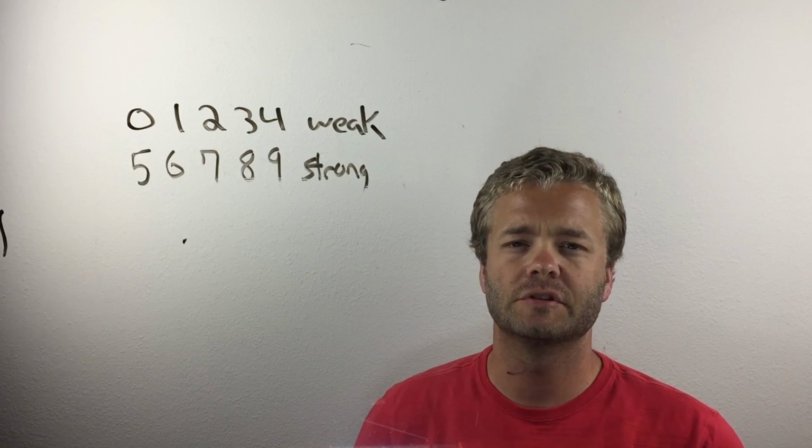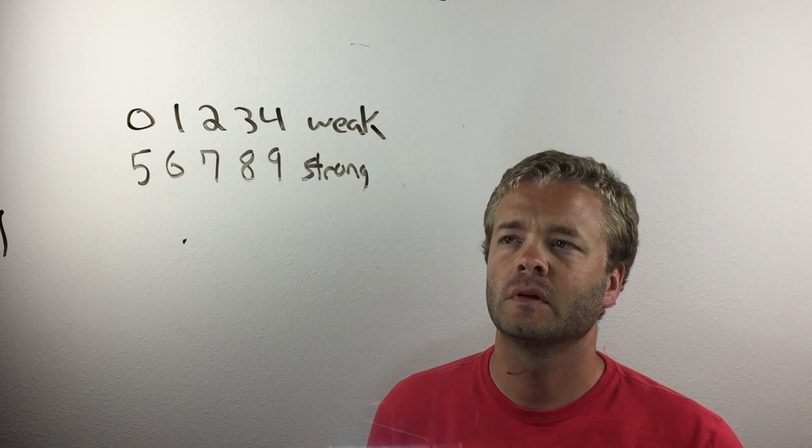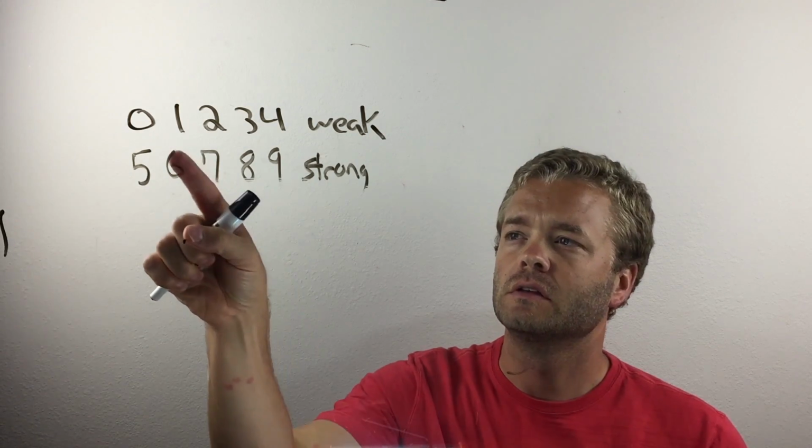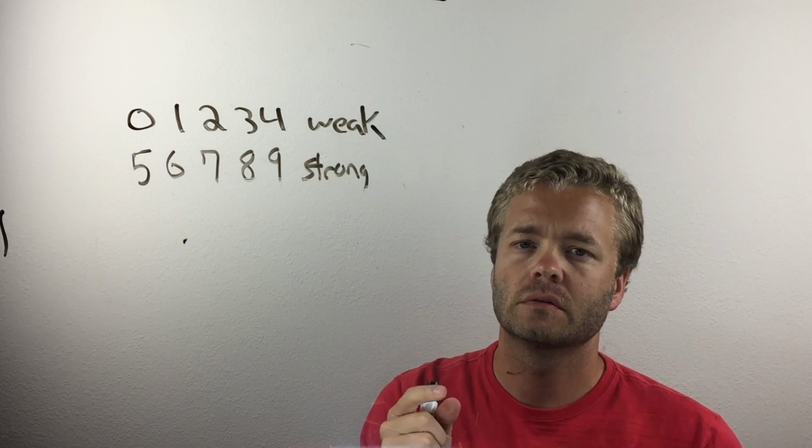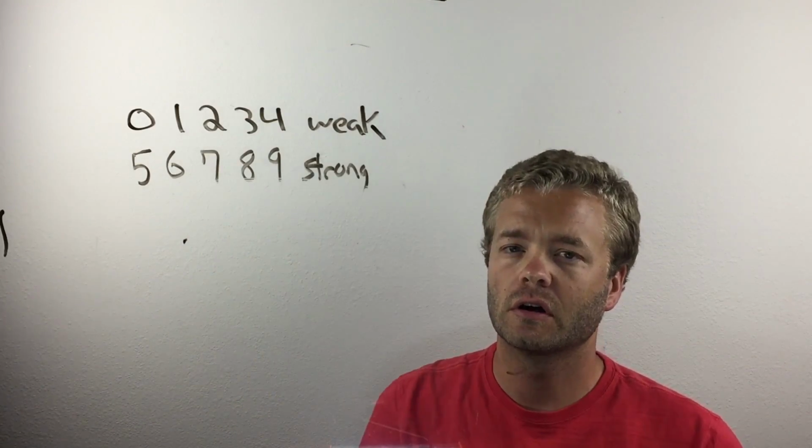Let's go over the steps to rounding. There's one thing you got to remember. There's weak numbers and strong numbers. 0, 1, 2, 3, 4 are weak. 5, 6, 7, 8, 9 are strong.